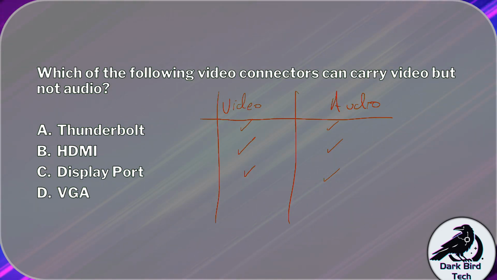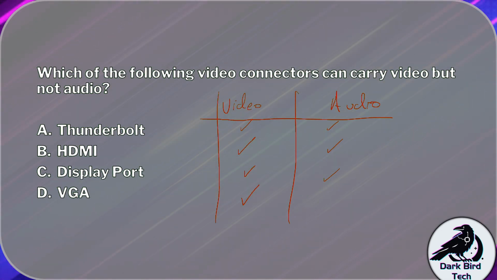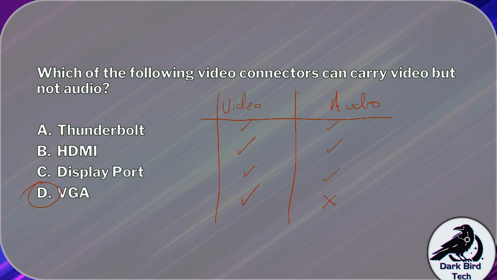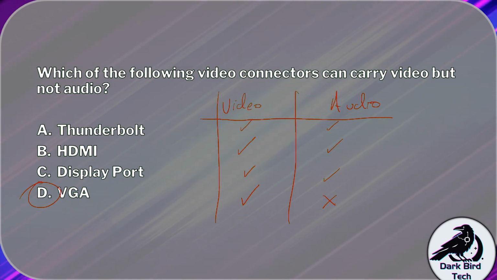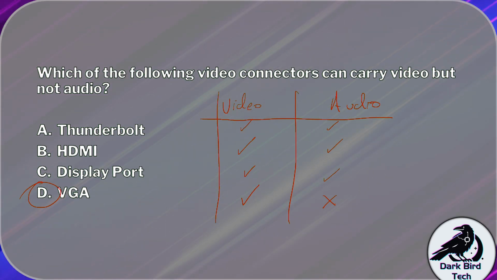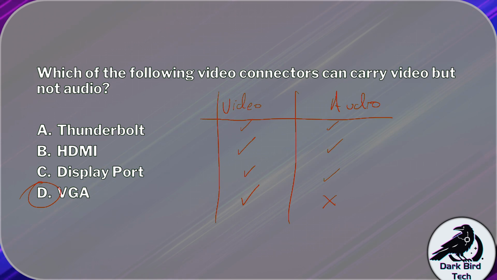But one thing I can guarantee you is VGA does do video. It does not do audio. So our answer here is VGA. Now, if you're thinking, but isn't VGA meant to be an older video standard? It is, but it's still clinging on to this day.